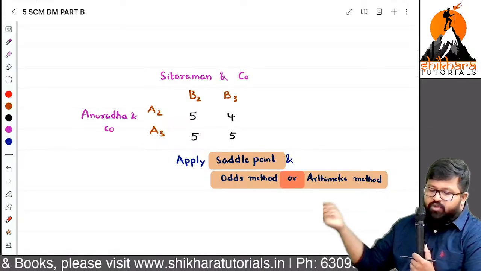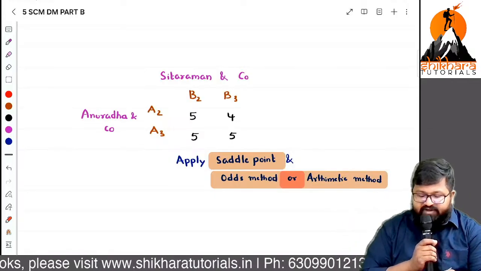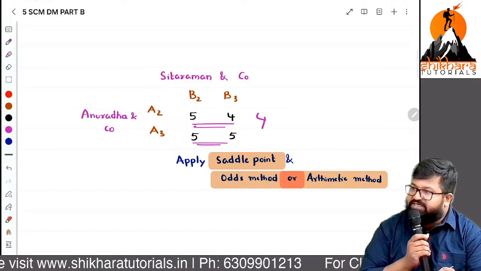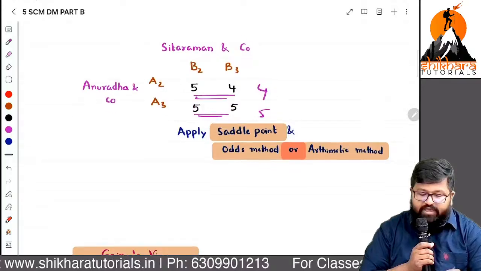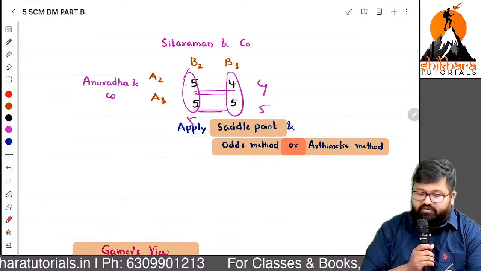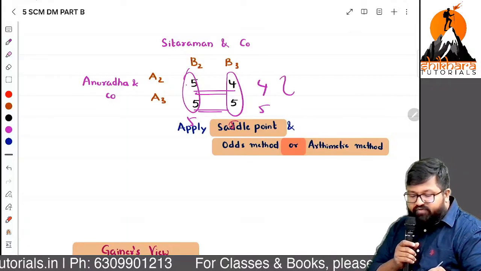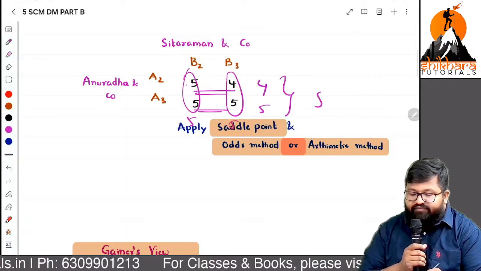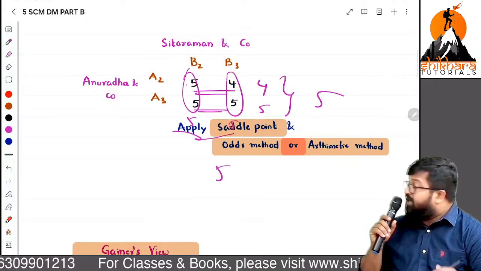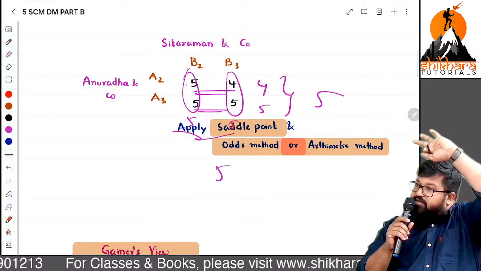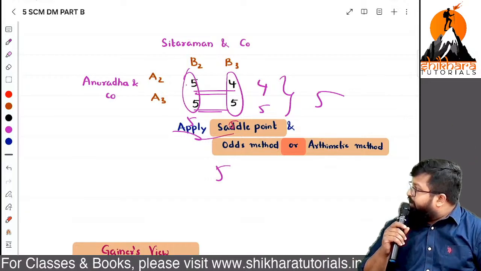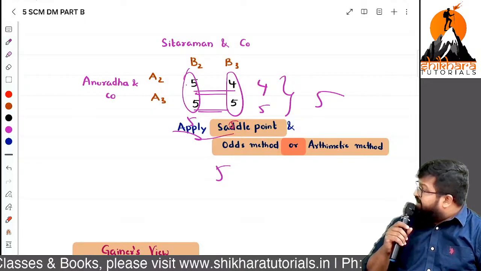Okay, so then you can write the strategy point now. For example, in this case, what is the least number? 4. In this, what is the highest number? 5. In this case, 5. Of these numbers, what is the highest? 5. Of these numbers, what is the least? 5. But sir, 5 is repeating in 3 points. What are those 3 points? A2, B2, A3, B2, A3, B3.